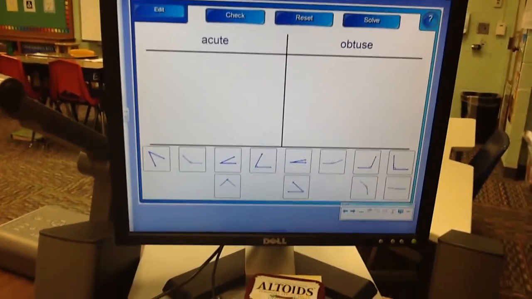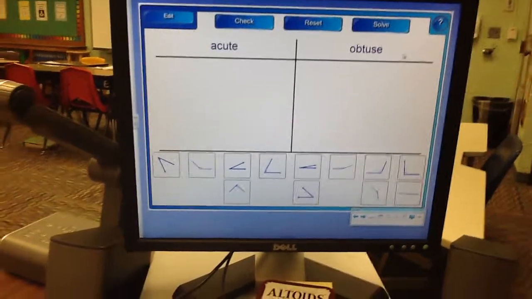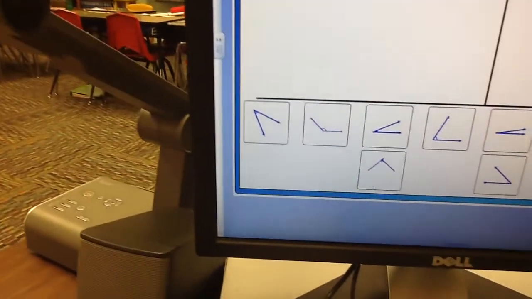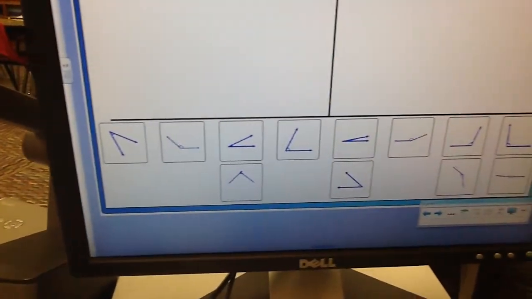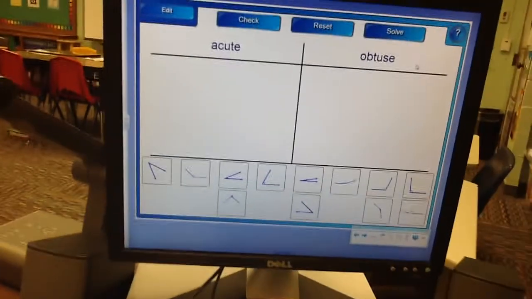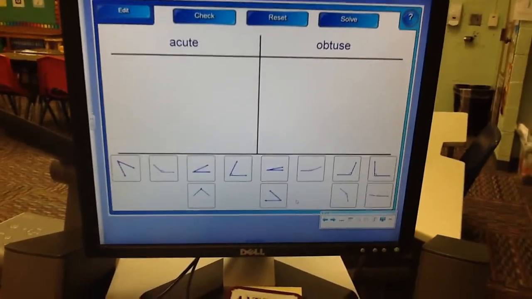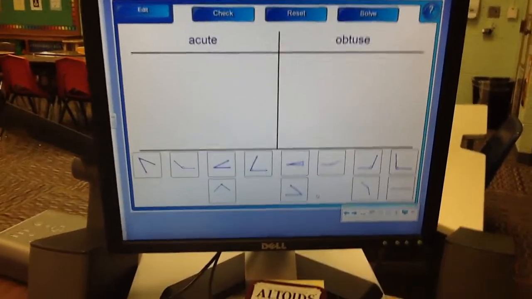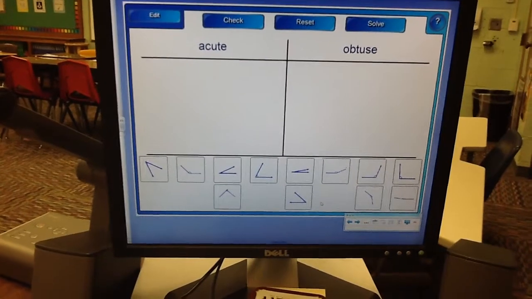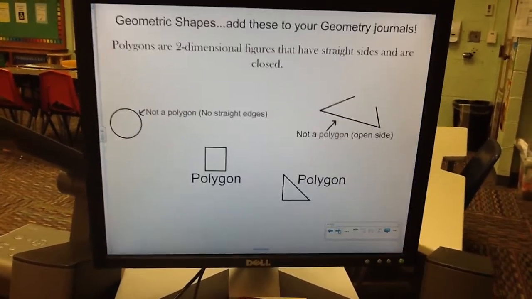Our next slide talks about acute angles and obtuse angles. Take a look at our options. Which ones are acute? Which ones are obtuse? I'm not going to do this right now because we're going to do it together in class. But you can get a sneak preview by pausing your screen right now, writing them down, and bringing it tomorrow. Okay.